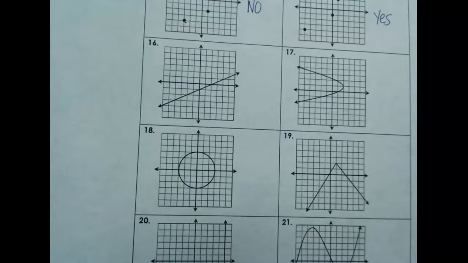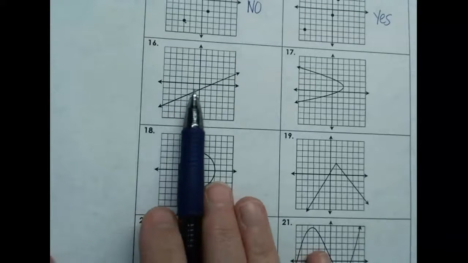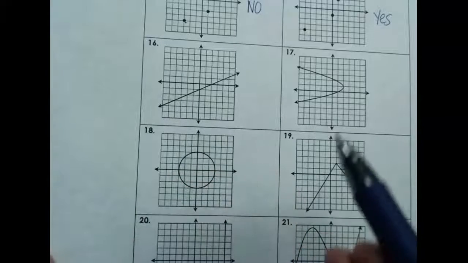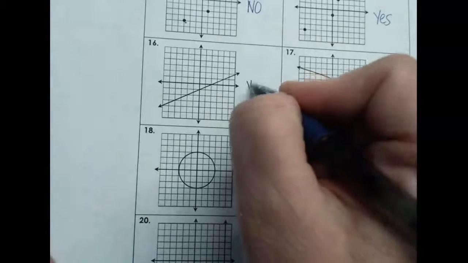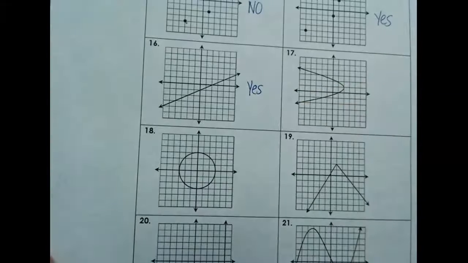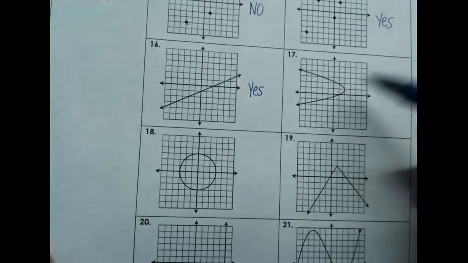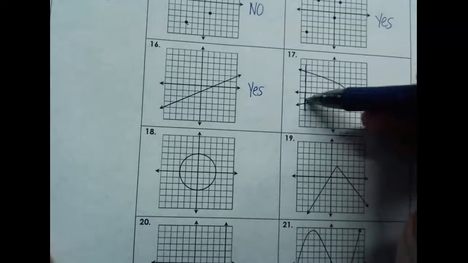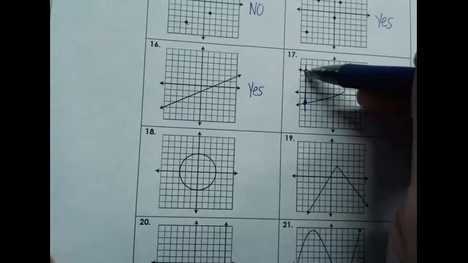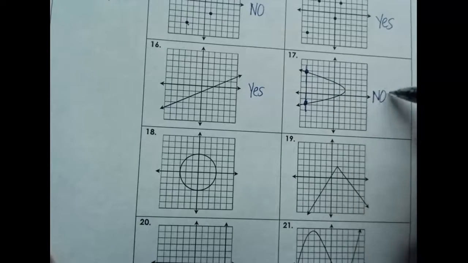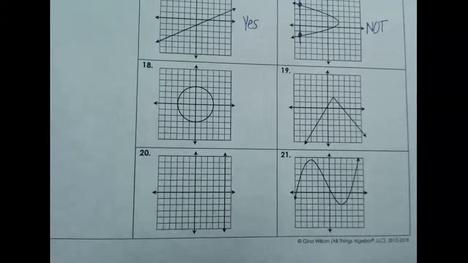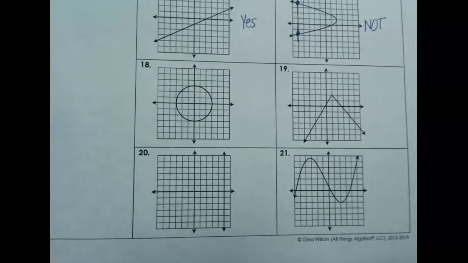16, if we scan across, use your pencil. The pencil doesn't hit the graph more than one time as you go across, so that's a function. This is actually a sideways parabola. If you draw a vertical line, you see it will hit more than once, so this is not a function. All right, so what I would like you to do is pause the video and try the last 4 all on your own, and then come back and see how you did.